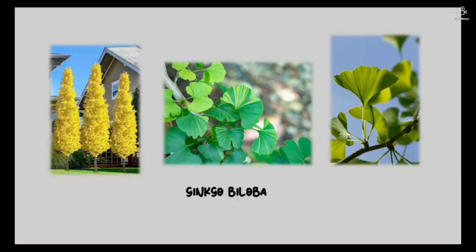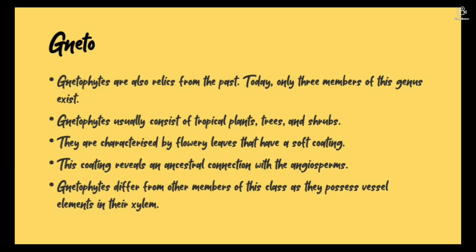As you can see in the middle, they have green leaves, and on the left side they have Ginkgo biloba in yellow leaves, and on the right side it's green also, but it's different. Yeah, it's just the same as the middle but in different lighting. So just take a look, and okay, now we proceed to the next one, which is Gnetophyte. Gnetophytes are also relics from the past. Today, only 3 members of the genus exist.